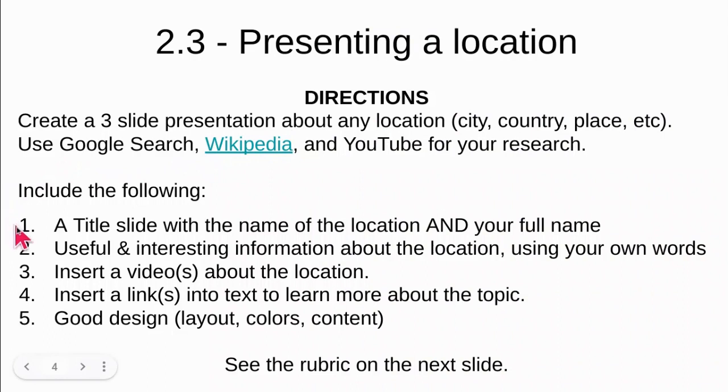Here's a couple things that should be included. Number 1, a title slide, okay, with the name of the location and your first and last name. Number 2, good research is going to provide you with useful and interesting information, okay? Include that in your presentation, and for the most part, use your own words. I want a video inserted into the location that will be formatted so that we have that preview of the video, not a link. And then you'll insert other links, though, into text to learn more about a topic. Finally, generally speaking, always have good layout, colors, and content so that you have quality design.